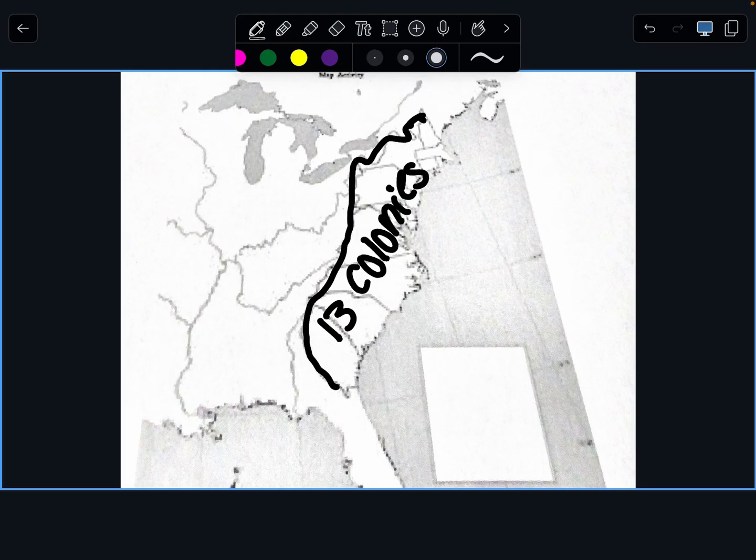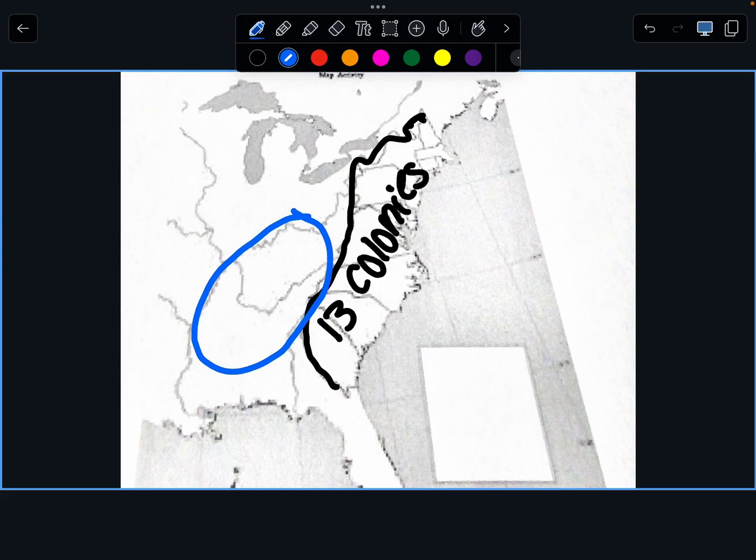Okay, now I'm going to switch colors. Then this circle right here is what? What did we just win in this circle that I just drew? Ohio River Valley. Okay, so there's our 13 colonies. There's our Ohio River Valley. How long did we spend fighting for this? 7 years. 7 years. That's a long time, y'all. I don't think y'all realize how long that is.